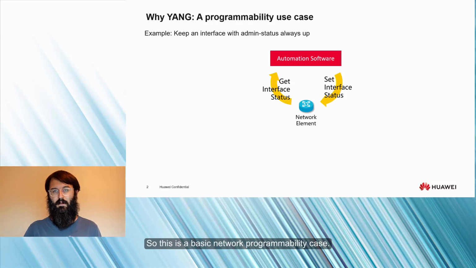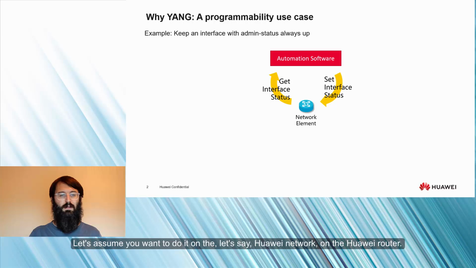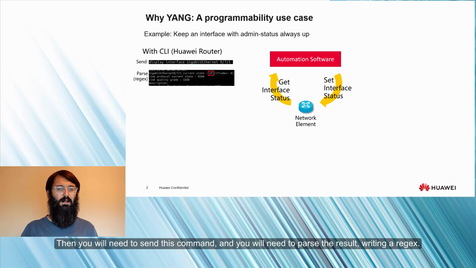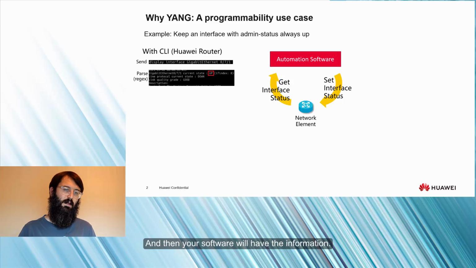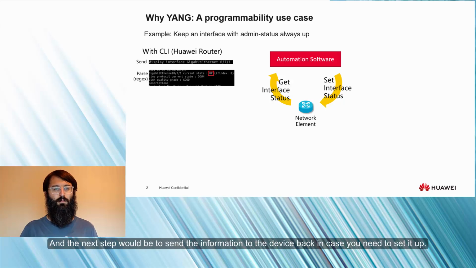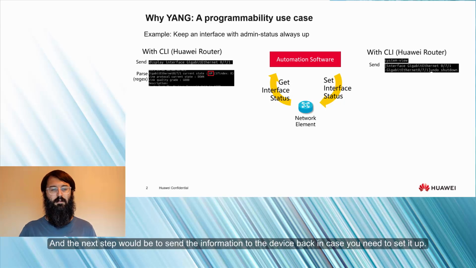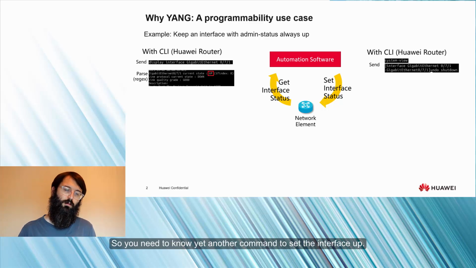So this is a basic network programmability case. Let's assume you want to do it on, let's say, a Huawei network, on a Huawei router. Then you will need to send this command and you will need to parse the result, writing a regex. And then your software will have the information. And the next step would be to send the information to the device back in case you need to set it up. So you need to know yet another command to set the interface up.